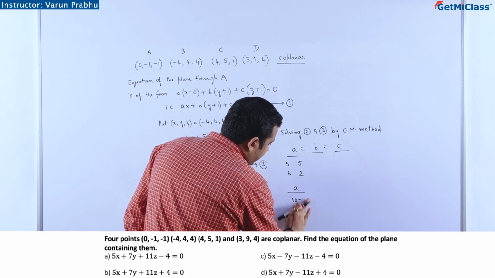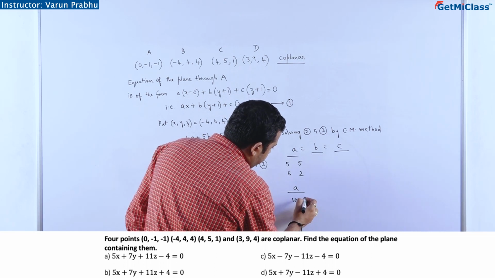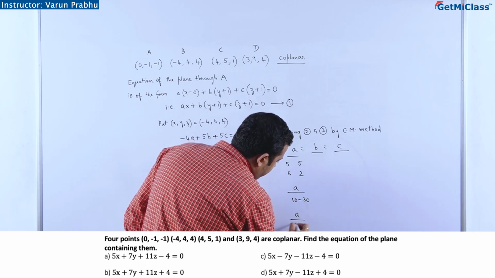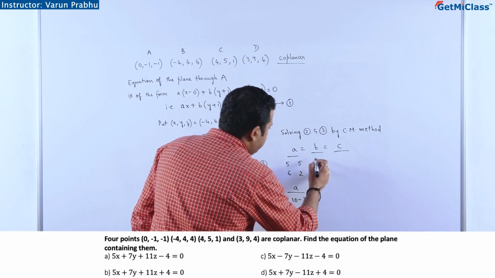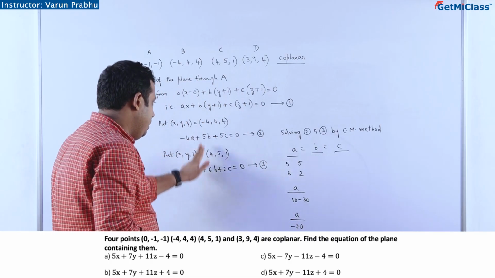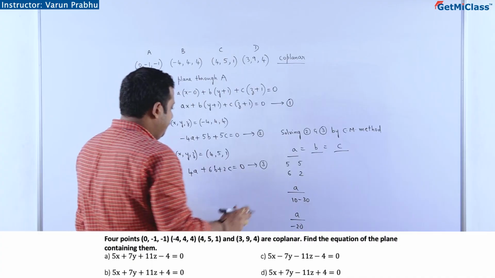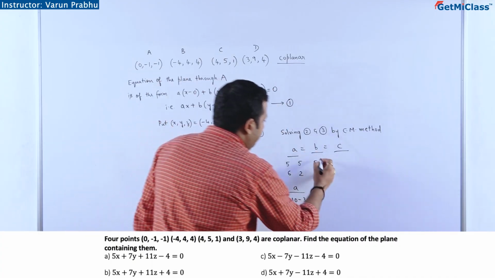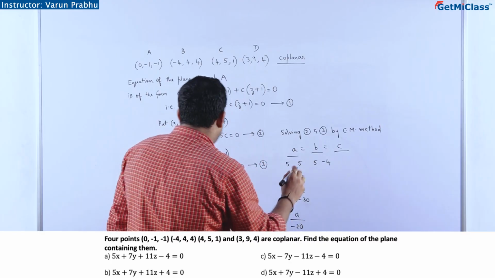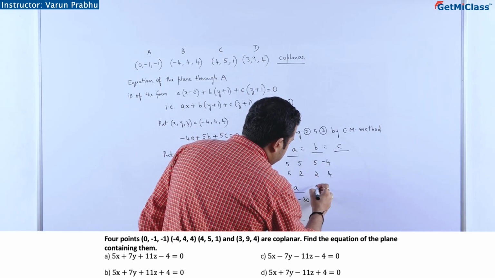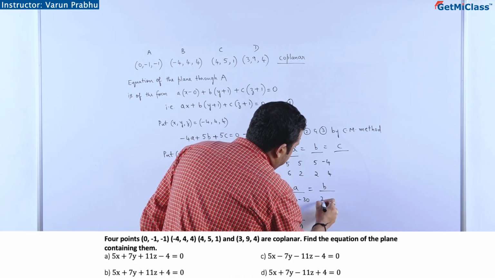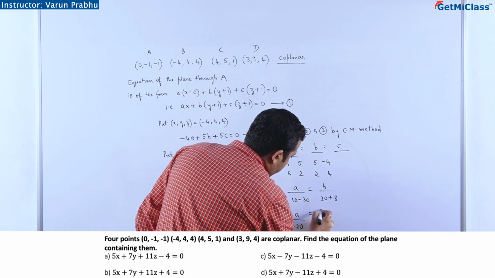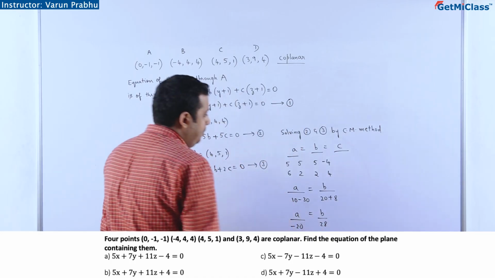So what is the answer that we get? 10 minus 30. So A divided by minus 20, correct? That is equal to B. Leave B and B. You write 5 minus 4 and 2 minus 4, 5 minus 4, and then 2 and 4. So what is the answer that we get? That is equal to B divided by 20 plus 8, that is equal to B divided by 28, right?